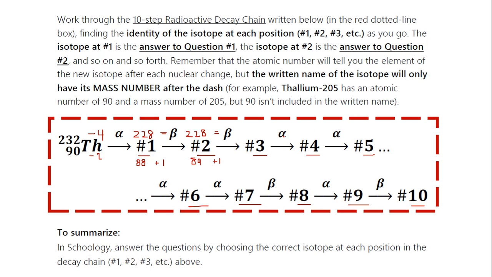We go through an alpha decay. We drop our mass number by 4. Our atomic number drops by 2. What do we end up with here? Now, if you have a mistake early on, that means that the rest of your answers after this are going to be messed up.